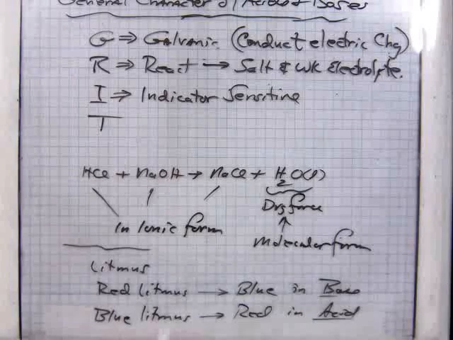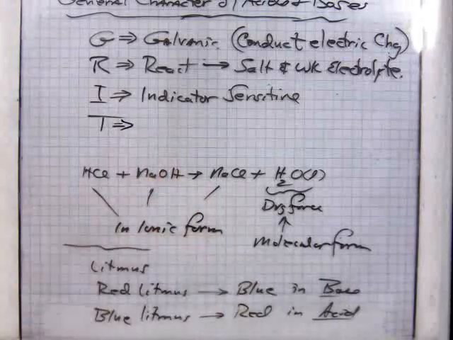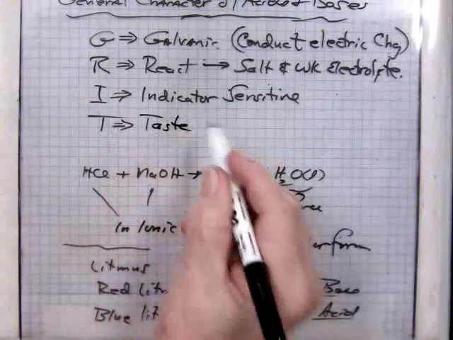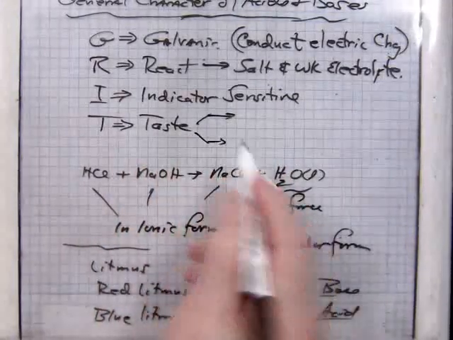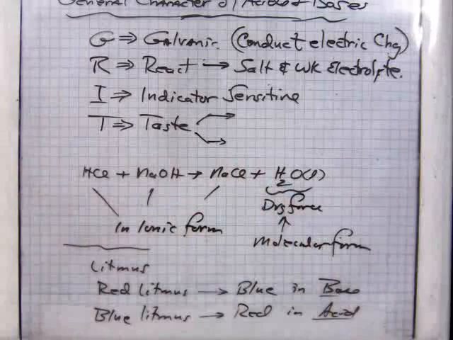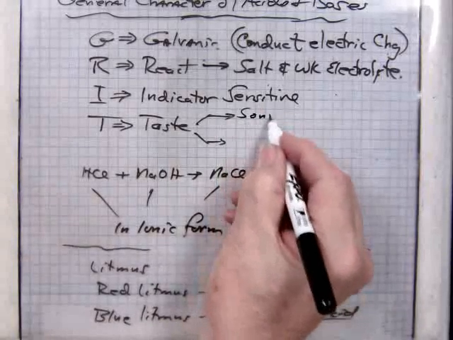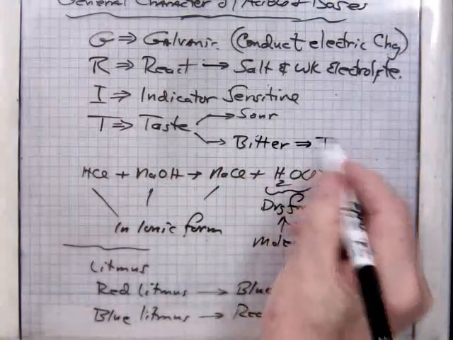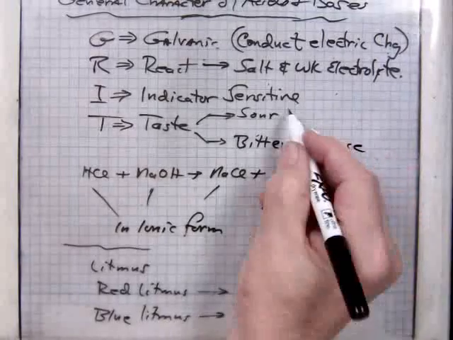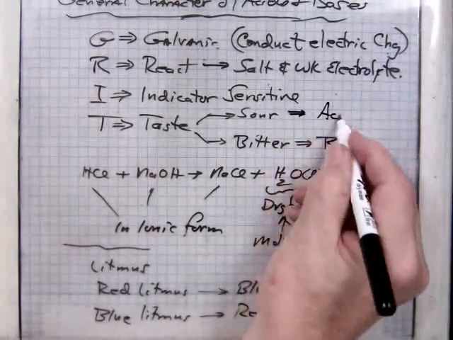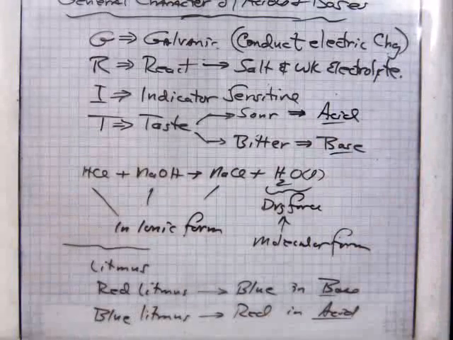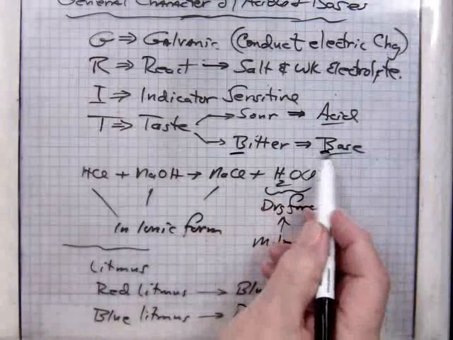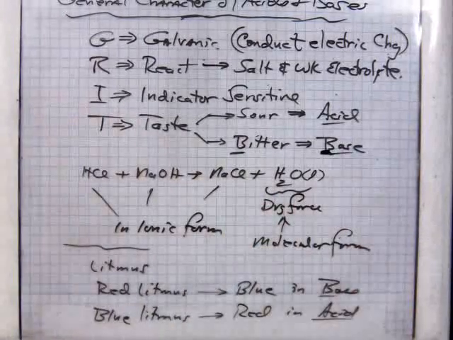Okay, the last letter in here is everybody's favorite, T, taste. And there are only two tastes that will characterize acids and bases: sour and bitter. The bitter, of course, is the base, and sour, like a lemon, is the acid. Probably already knew that anyway. But if you didn't, look at the B's: bitter, base, and then the other one, sour and acid. Only two.